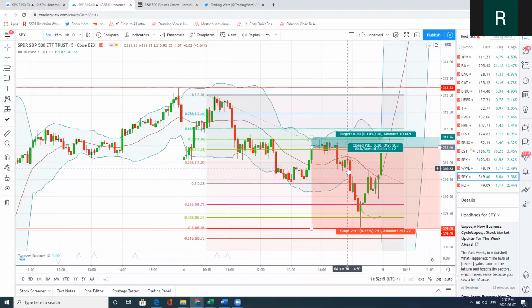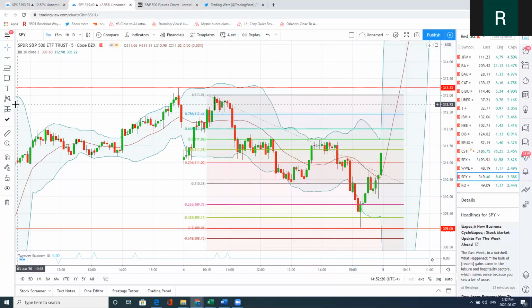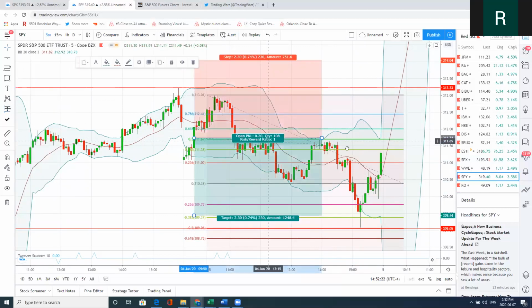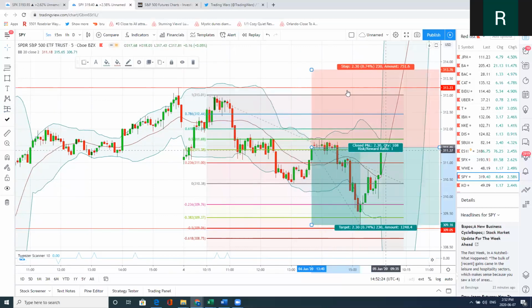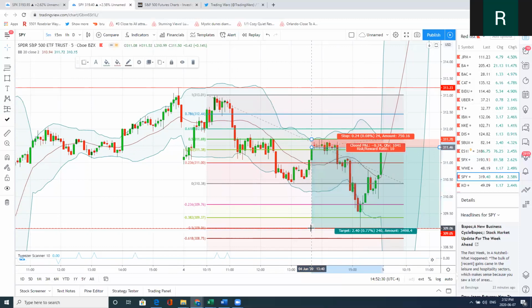Look at that. Oh, that's the wrong one. So let me go to the short. So right here, entry below, stop above the high, take it to the 50. Is this real? Wow. I wish I took that trade. 10-1. Wow. That's amazing, guys.